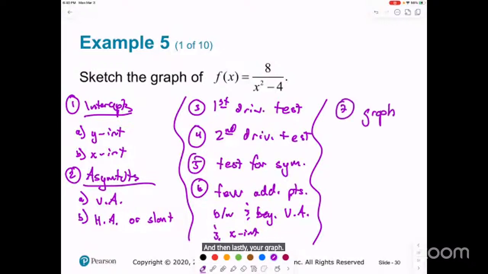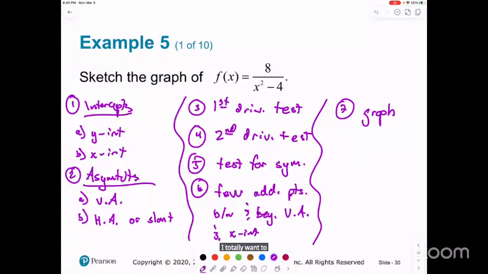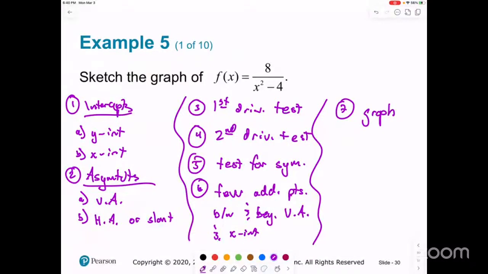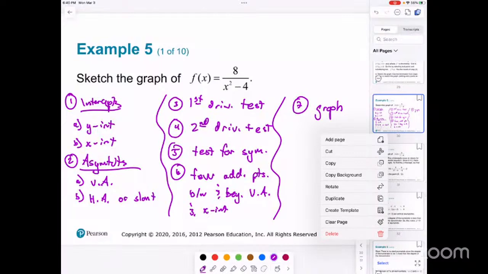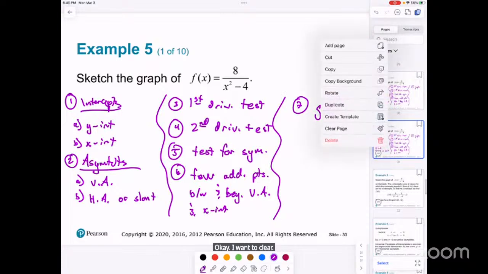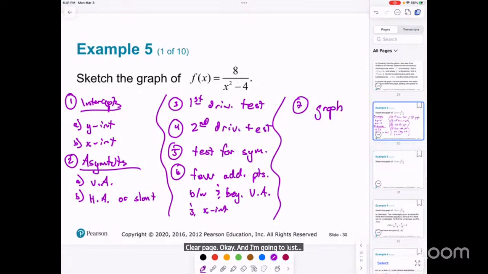So when I'm curve sketching, this is a summary of everything. Then I go back and I explore each individual part and try to put it together. I totally want to attempt this. We really should go into the next section, but it eats up a lot of time. Okay. So let me duplicate this. I want to clear page. Okay. And I'm gonna just screenshot this and use it as a reference.